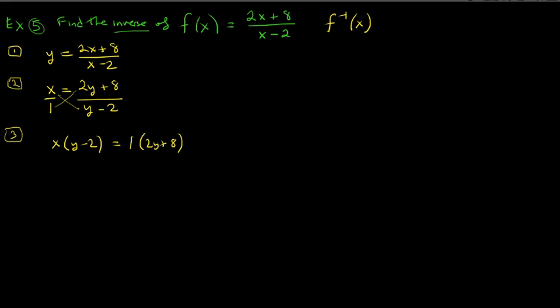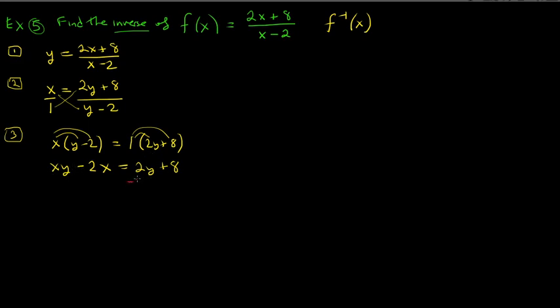So that looks kind of tricky here because there's y's on both sides. Ultimately, we're going to bring all the y's to the left. Before we do that, let's just distribute the x here. So this is x times y minus 2 times x. And then 1 times 2y is 2y. 1 times 8 is still 8.